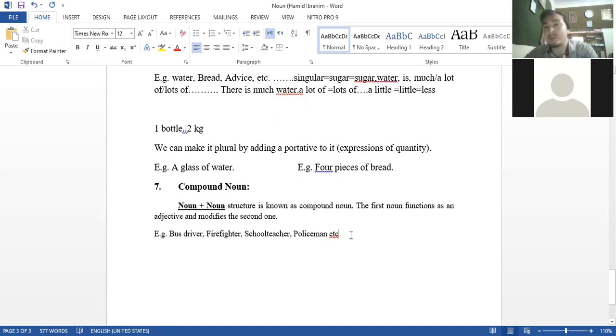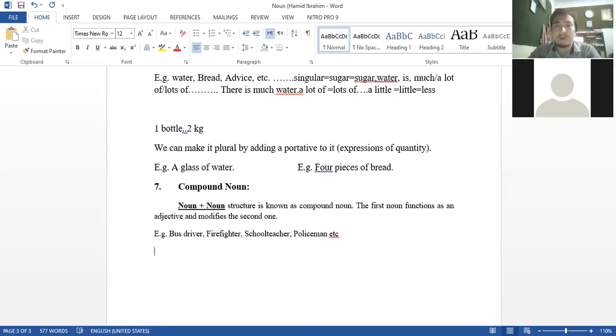The first one is, look at my name, Hamid Ibrahim. That is a compound noun. iPhone mobile, that is a compound noun. Chemistry teacher, compound noun. English book, compound noun. Samsung mobile, compound noun. Higher AC, compound noun. Rolex watch, compound noun. Firefighter, compound noun. School teacher, compound noun. Policeman, compound noun. Bus driver, classroom. These are compound nouns. Sister-in-law, brother-in-law.